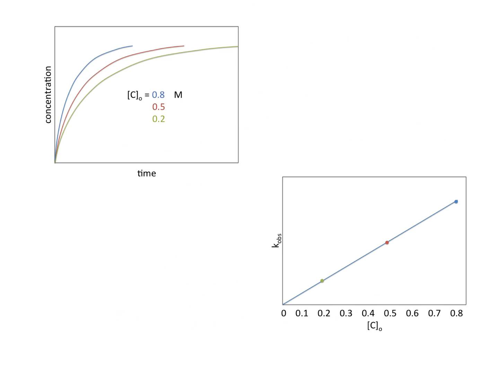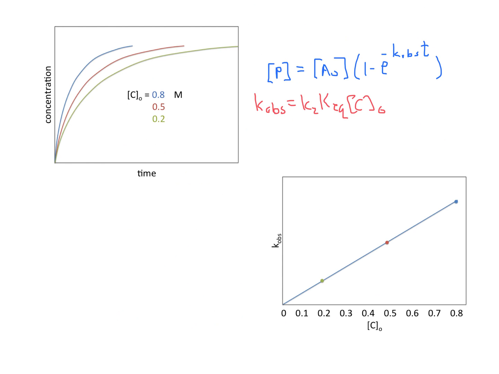The advantage of this is that first order reaction kinetics are fit by simple exponential functions, and those are easy to fit, and I can do a nonlinear fit which provides the observed rate constant for each reaction profile that I do. If I do this reaction under different concentrations of C naught, I will get different K observed because the K observed value depends on the amount of C that I begin with.